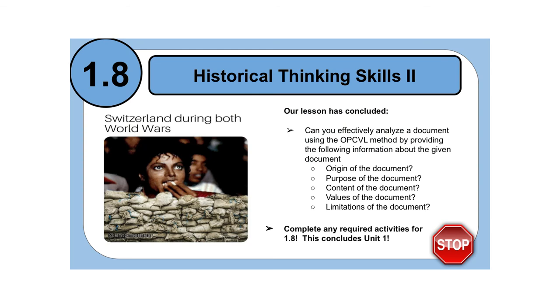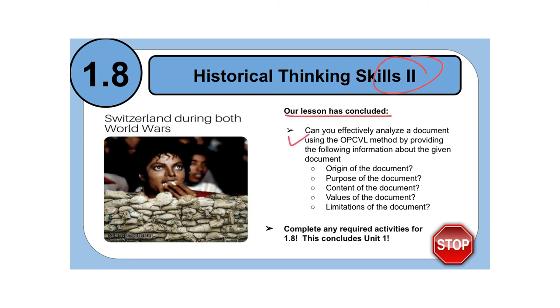So this concludes lesson 1.8, Historical Thinking Skills Part 2. Again, this is very rudimentary and you're just starting out, so do not be frustrated if you don't get it right the first few times. We have two full years to get this right, so we're going to ease you into it. Eventually we're going to start grading with you easy, but as we get more and more through it, you'll get more acclimated to it and much more comfortable. So our lesson has concluded for today.